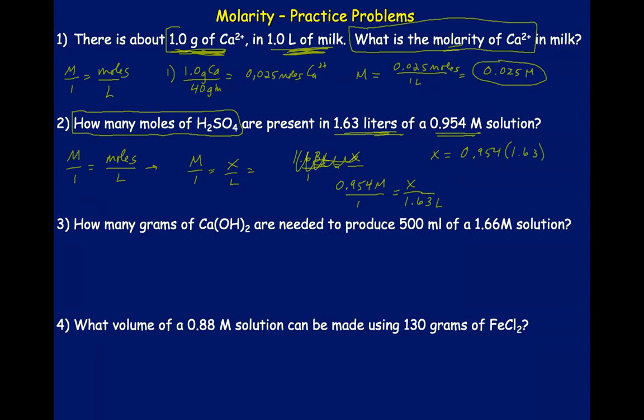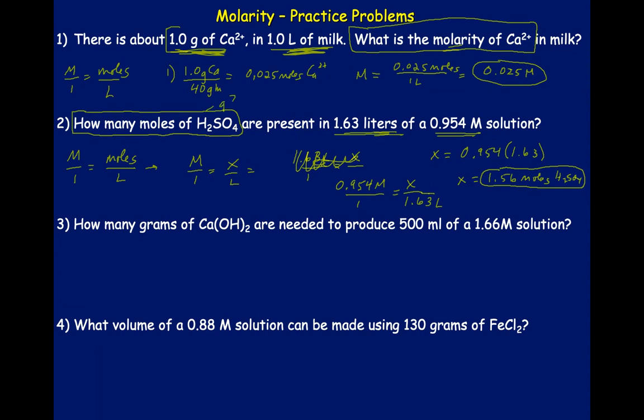So now X is going to equal, if I take my 0.954 and multiply it by 1.63, about 1.56. Now what's my moles? That's what I'm looking for. Moles of H2SO4.